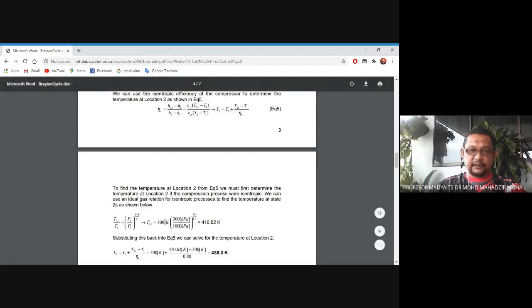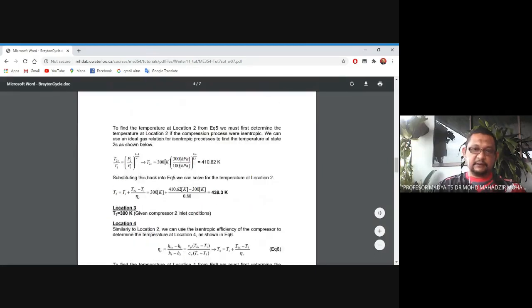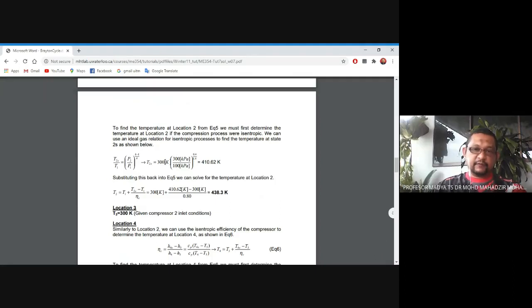Okay, I think to get to T2, you have to find T2S first. T2 comes from the outlet of the compressor. The compressor we assume as isentropic, so the relationship between temperature and pressure ratio can be used. Using these equations, you will get T2S, substituting all these back into equation number 5, and then you will get the answer for T2.